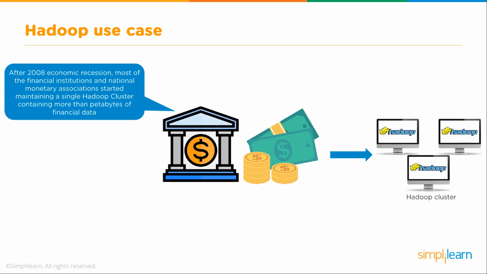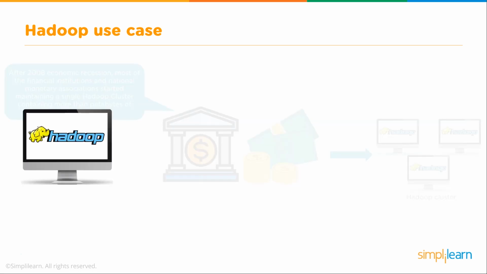After the 2008 economic recession, most of the financial institutions and national monetary associations started maintaining a single Hadoop cluster containing more than petabytes of financial data. I actually connected with somebody who works with these banks, and I can't say the names obviously, but for them to have their team process that data quickly, it's about $1 million that they charge to analyze that data across a robust Hadoop file system and load it up across multiple nodes. So Hadoop use case, here's our Hadoop.